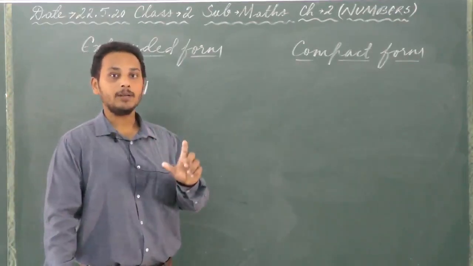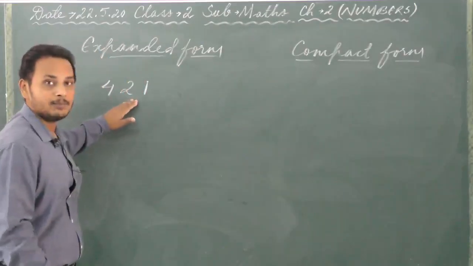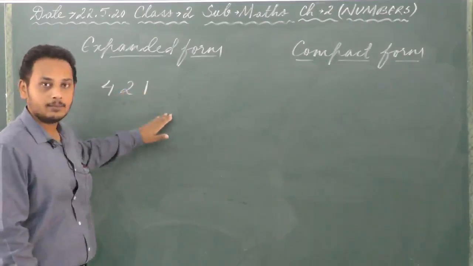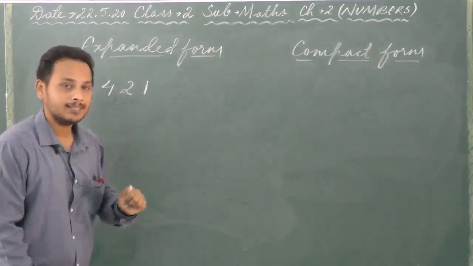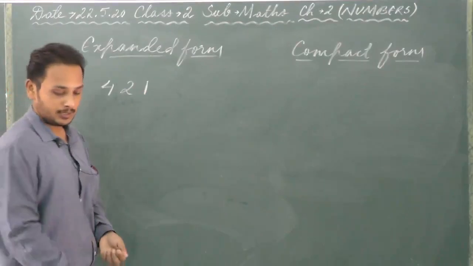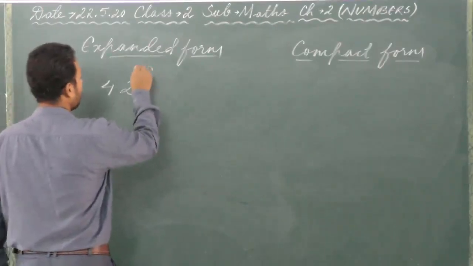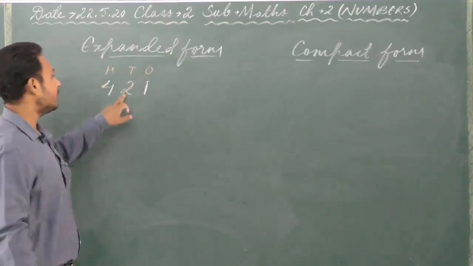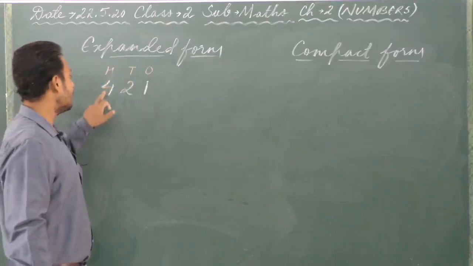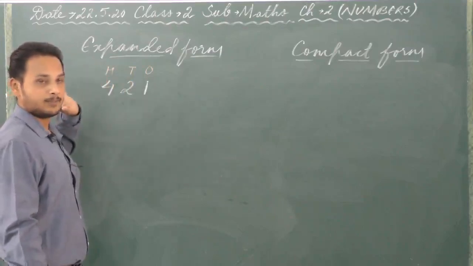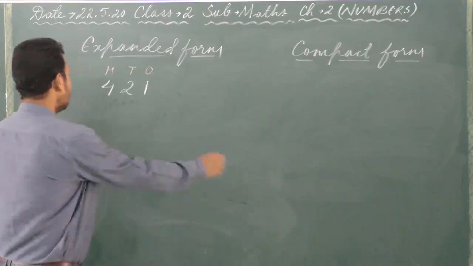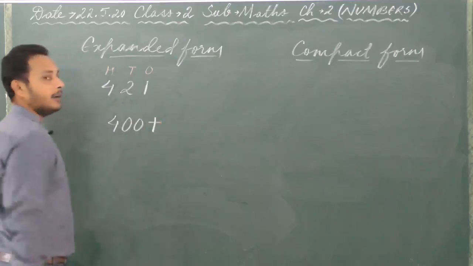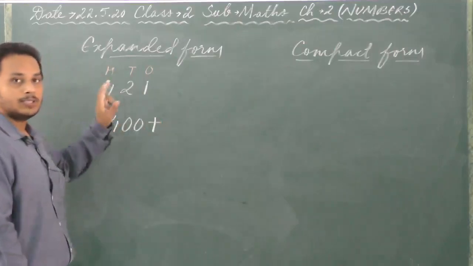But remember one important thing. The value of these numbers will not change. Although you are expanding the numbers, making them look bigger, its value should not change. Now, when you look here, 1 is in 1's place, 2 is in 10's place, 4 is in 100's place. Now when you expand these numbers, since 4 is in 100's place, we write 400 because 100 has 2 zeros in it.